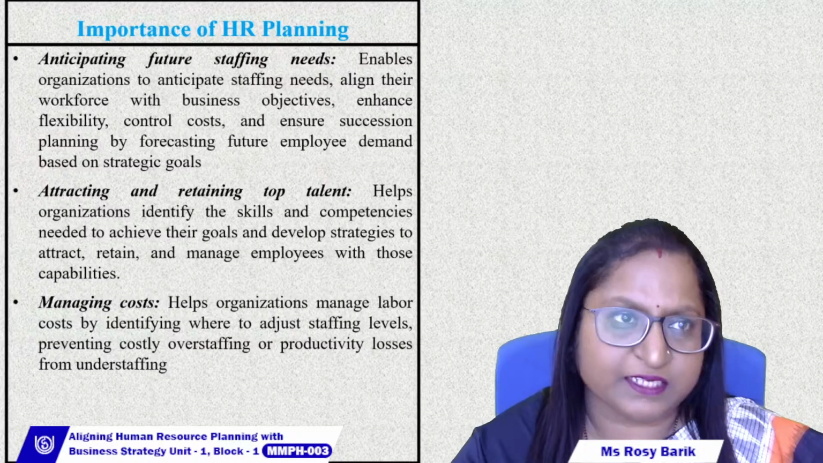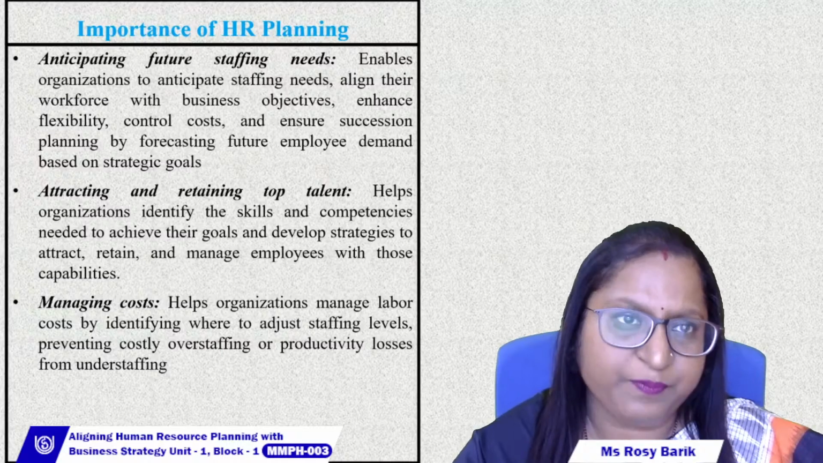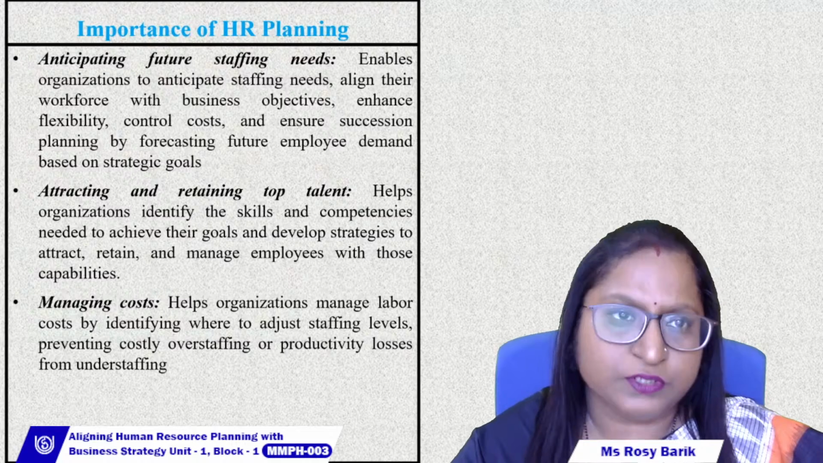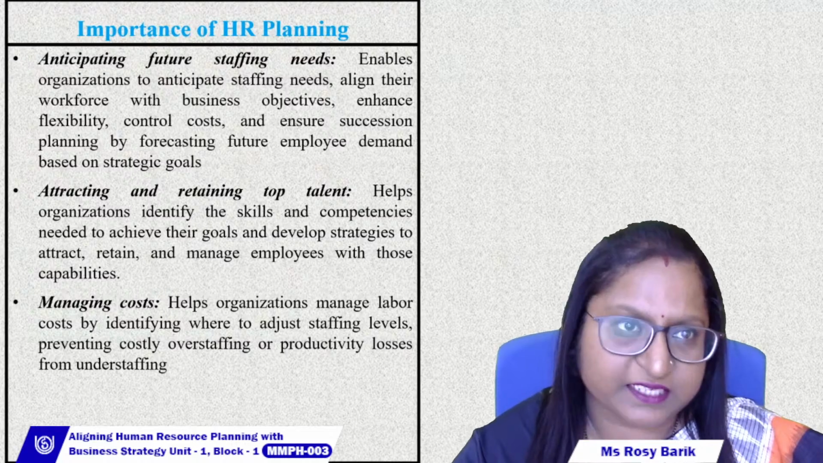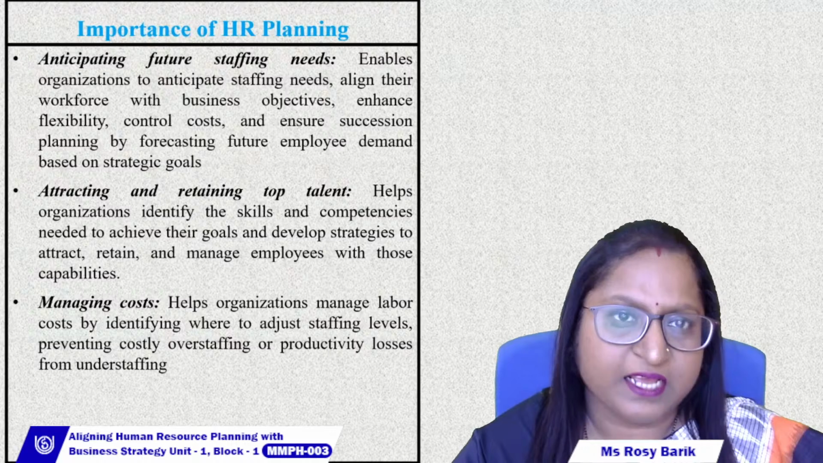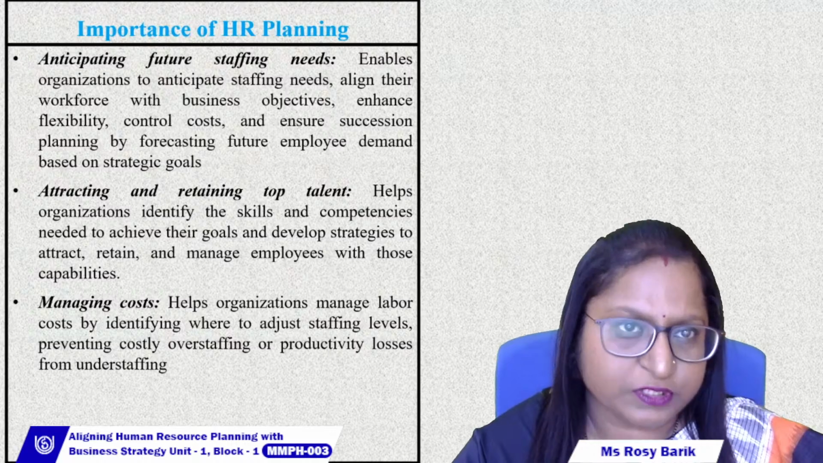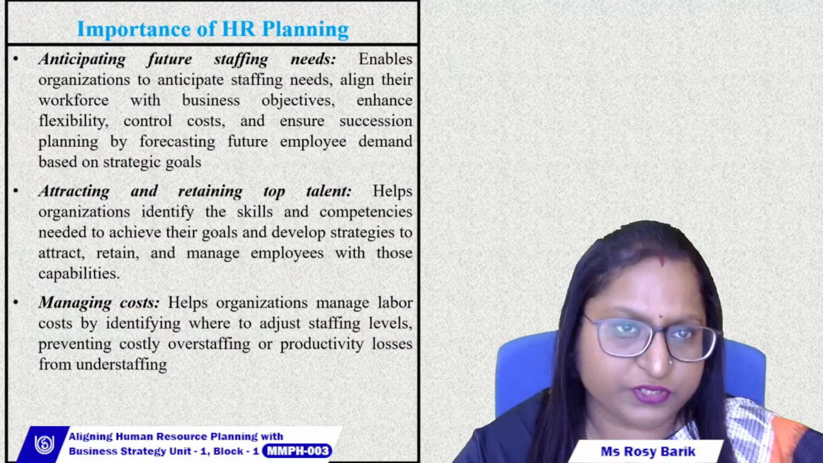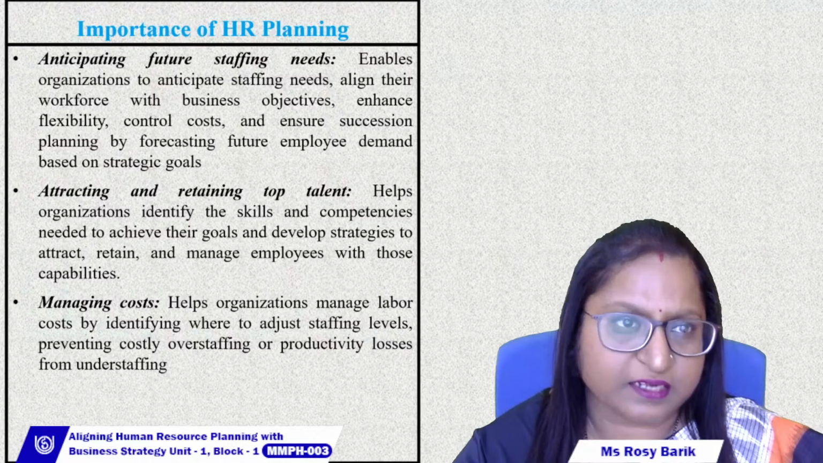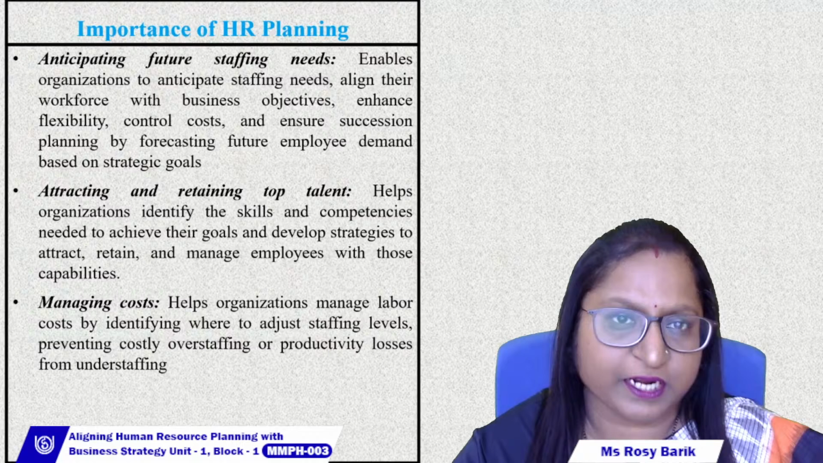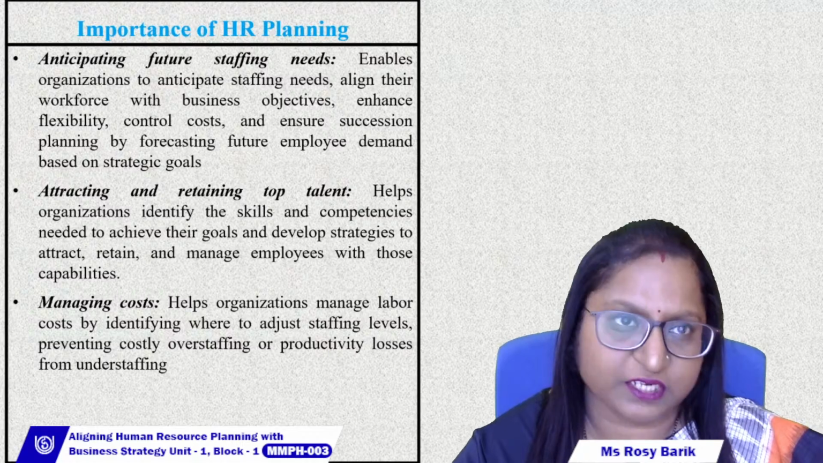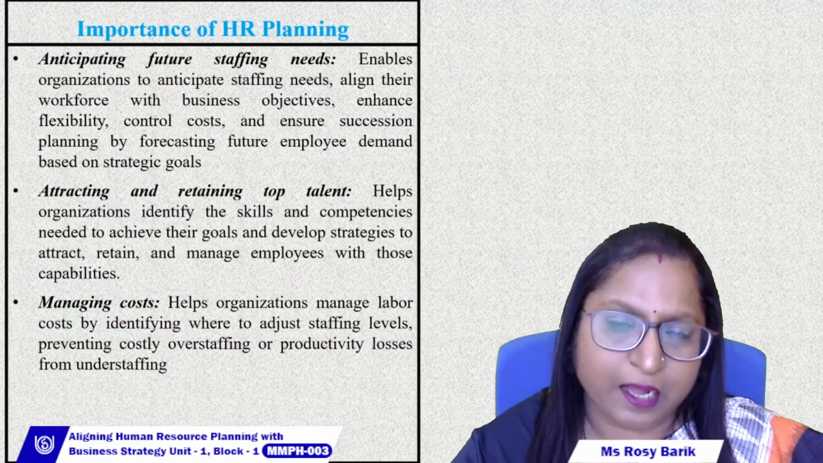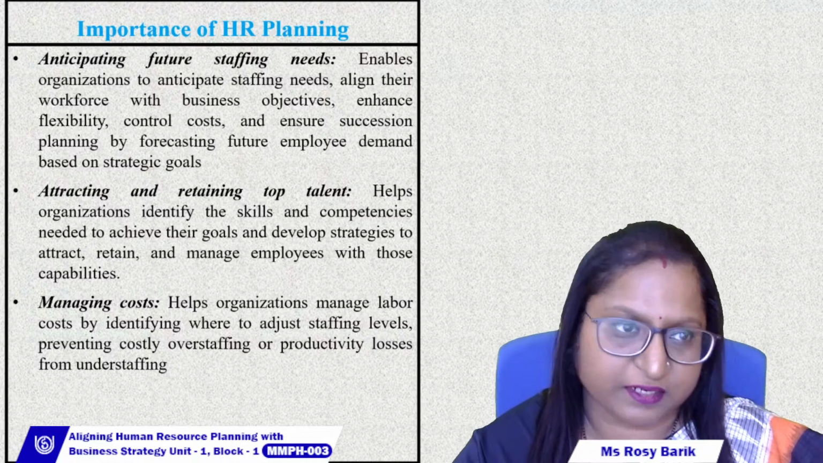So, first we will be discussing anticipating future staffing needs. It helps in enabling organizations to anticipate staffing needs, align their workforce with business objectives, enhance flexibility, control cost, and ensure succession planning by forecasting future employee demand based on the strategic goals. So, here we have to anticipate the amount of staff required for the organization from a future perspective.